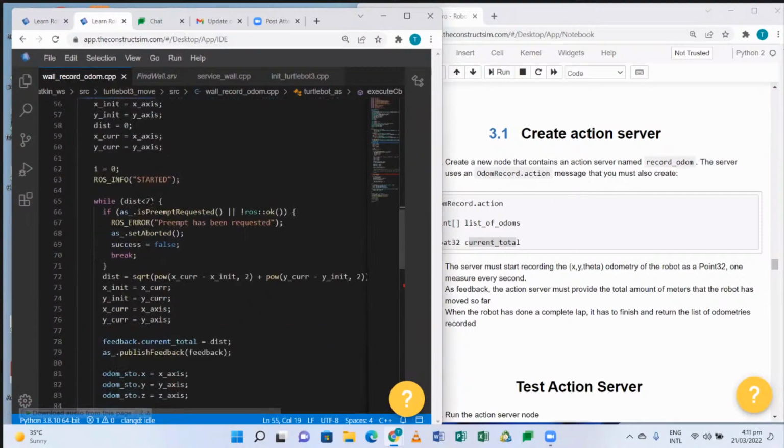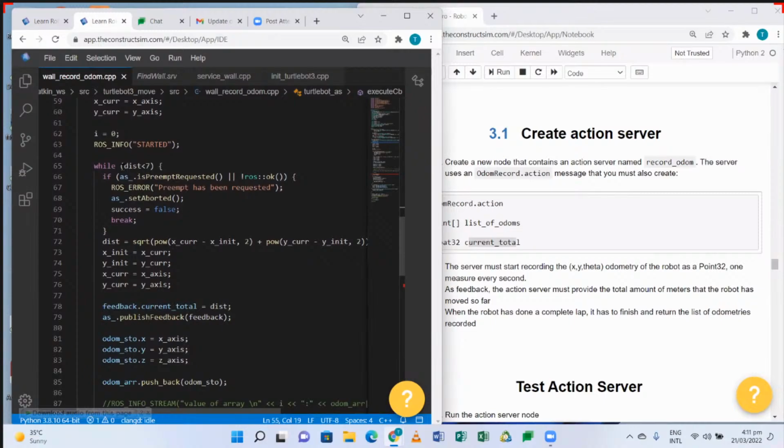So here I have recorded that while the distance is less than 7, greater than the distance of 1 lap, right? So if the preempt is requested, or if it is requested that the action service must be cancelled or preempted, then the ROS error would be displayed over here that preempt has been requested, and the action server would be set aborted, and the success would be false, and it would break from this while loop.